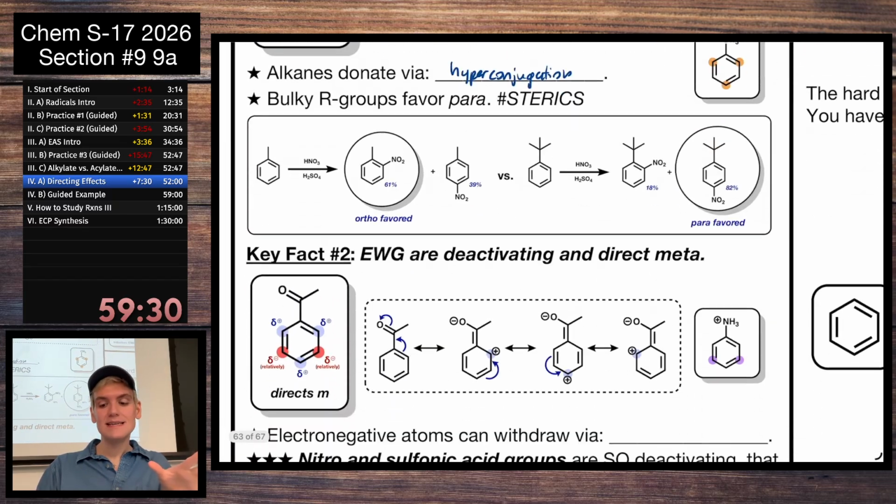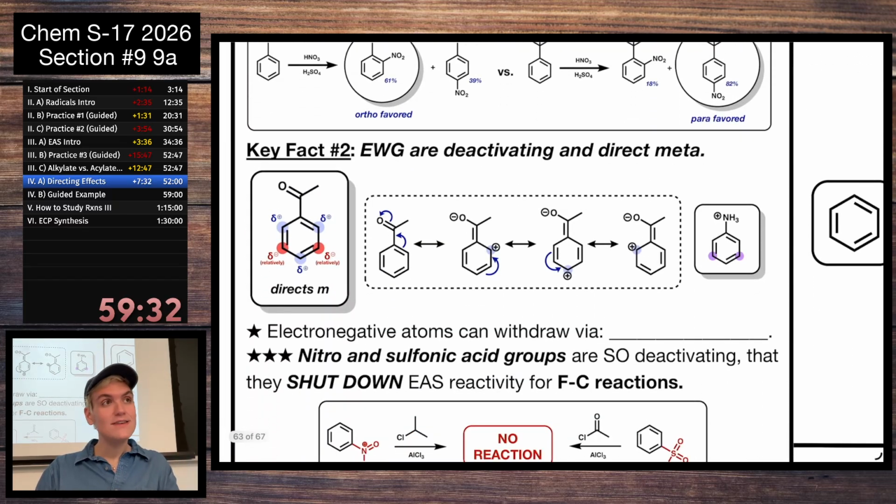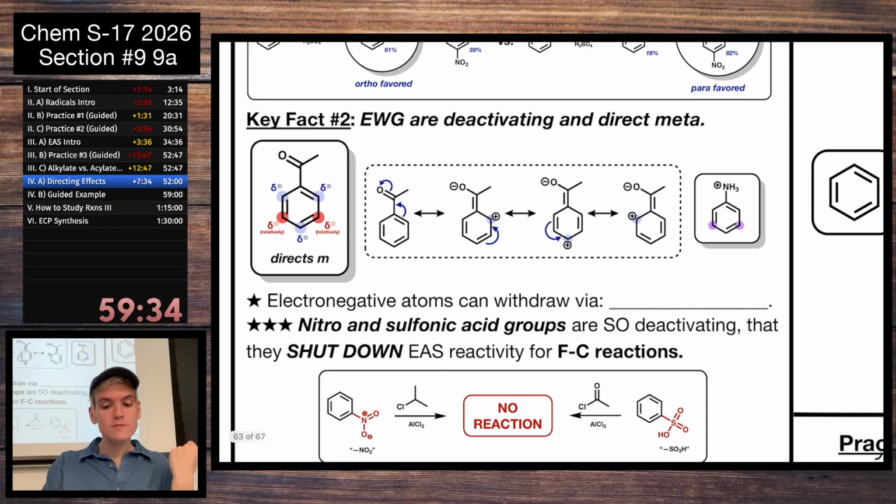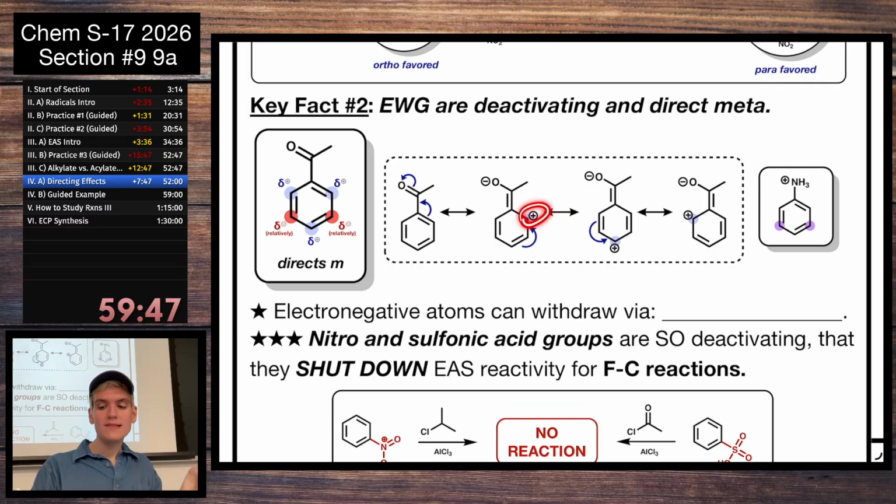Second key fact, electron withdrawing groups are deactivating and direct meta. So with an electron withdrawing group, here we have a carbonyl outside, and we can do a resonance and pull electrons out of the ring. We're pulling electrons out of it, which makes it a worse nucleophile. But then also, now the thing that we're passing around at these ortho and para positions is a positive charge.